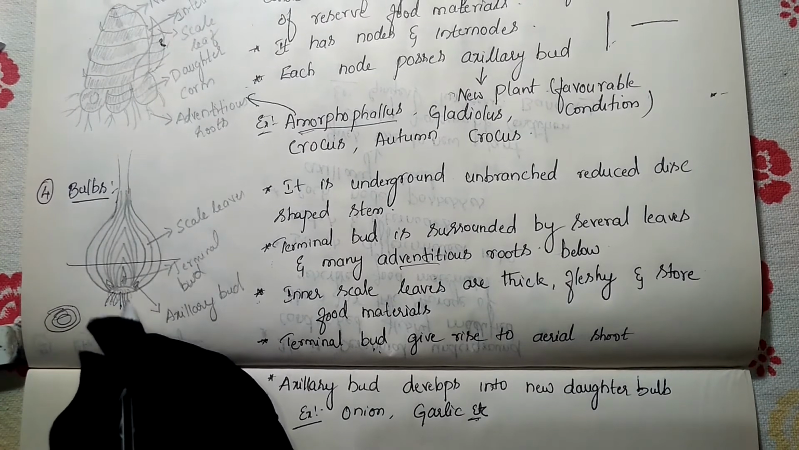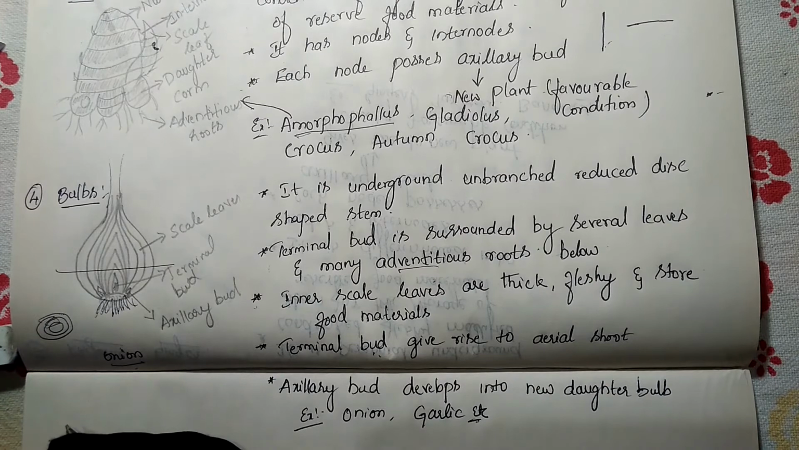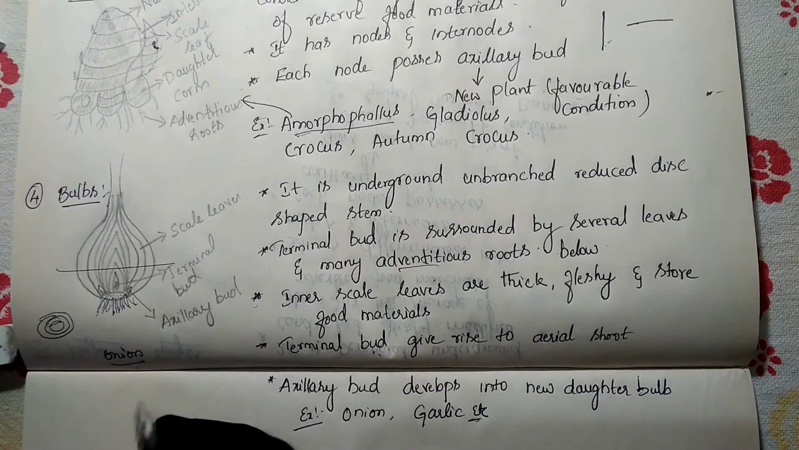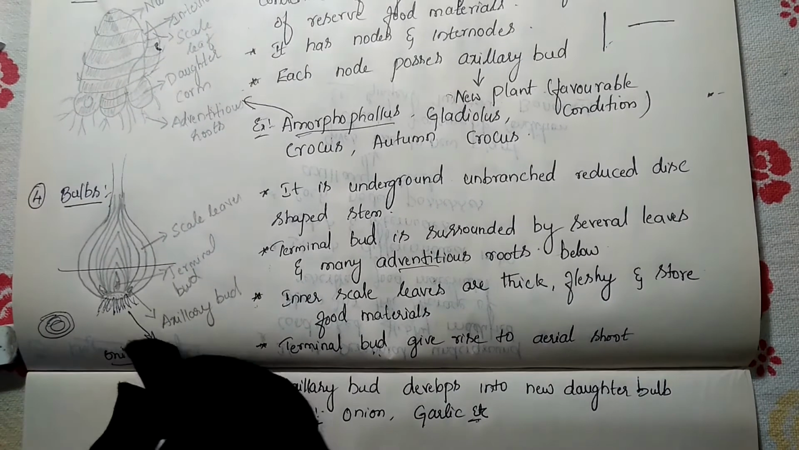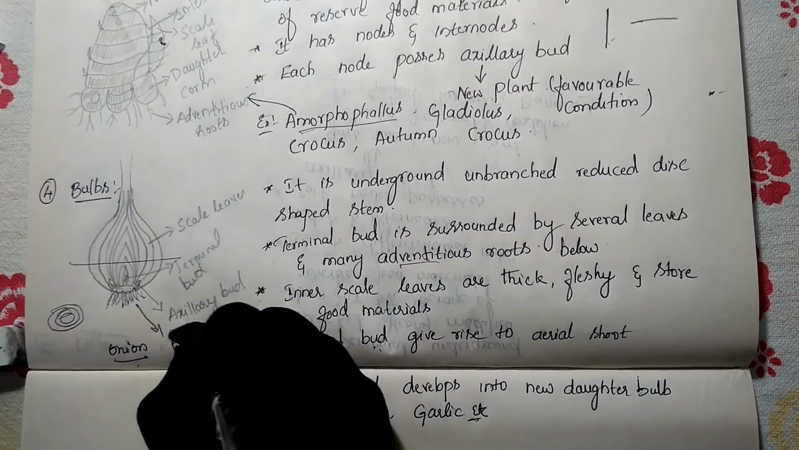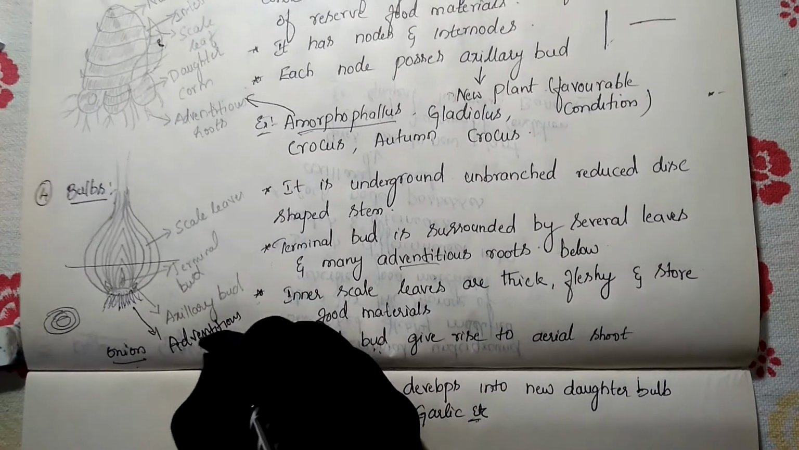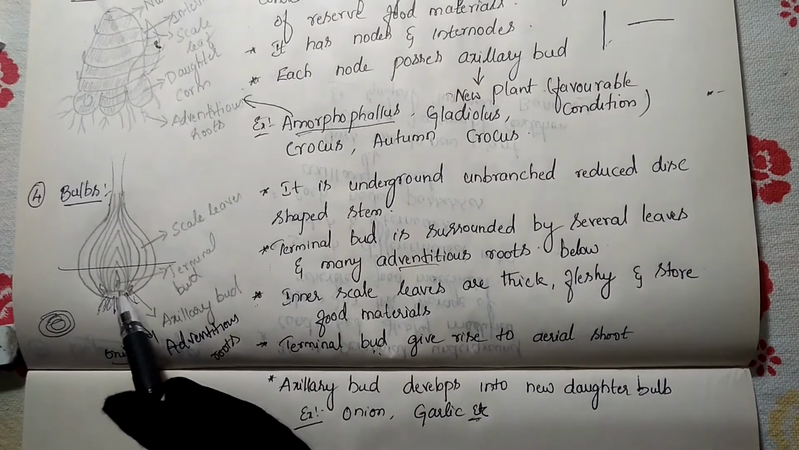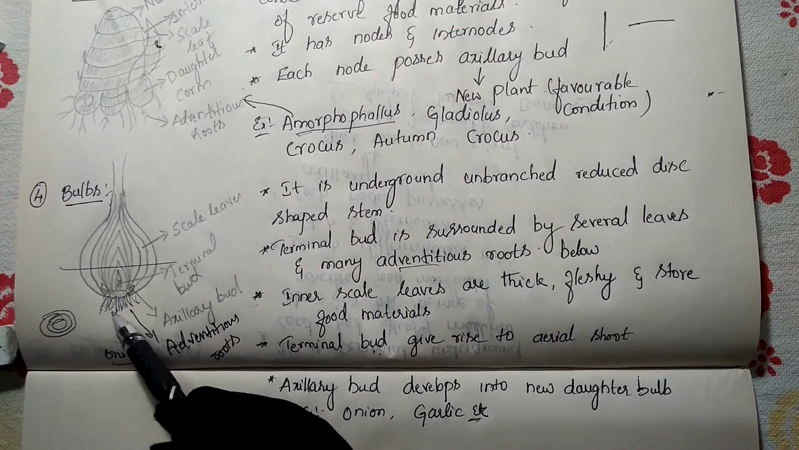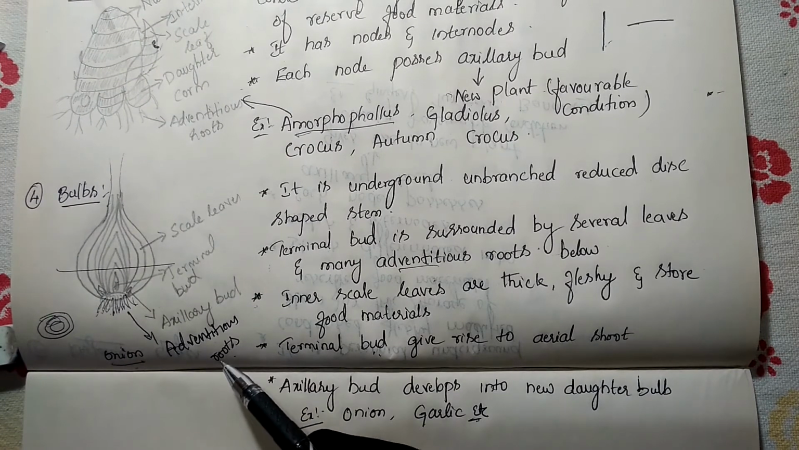You have seen the onion contains white, small, hair-like structures present here. Those hair-like structures we call adventitious roots. So the terminal bud gives rise to the aerial shoot, and below the terminal bud the adventitious roots are present here.